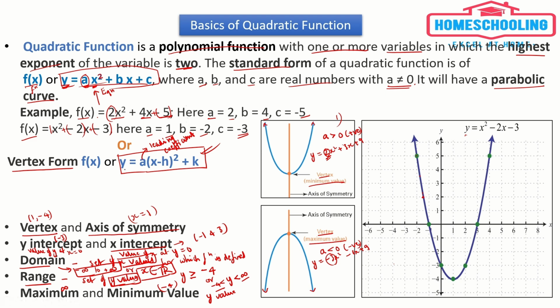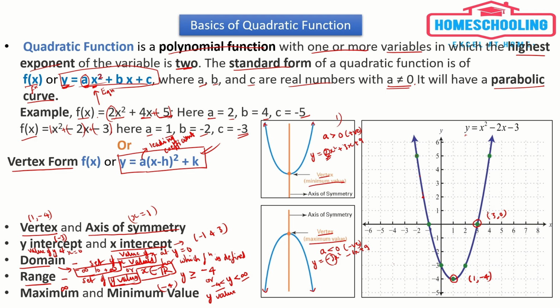Now, what is the use of this vertex form? Let's say a parabolic curve is given to you, and two points are given. Let's say the vertex is given, that is 1 and -4, and any other point on this parabolic curve is also given. This is 3 and 0. So a question is given in which a parabolic curve is given, along with the vertex and another coordinate on the curve.